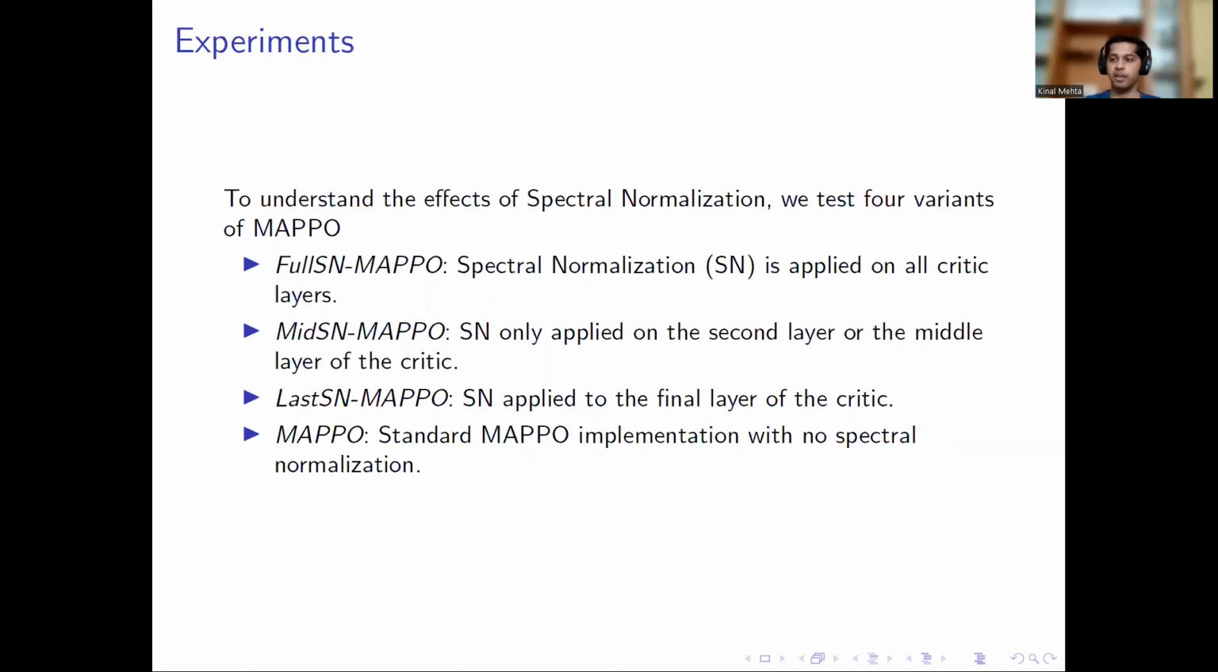To understand the effects of spectral normalization in different scenarios, we train four variants of MAPPO. The first one is full SN MAPPO, where spectral normalization is applied on all critic layers. The next one is mid SN MAPPO, where spectral normalization is only applied on the second layer, or the middle layer, of the critic. Last SN MAPPO is where spectral normalization is applied only on the final layer of the critic, and the standard MAPPO is where we do not use spectral normalization on any of the layers of the critic. Our major focus is applying spectral normalization only on the critic.